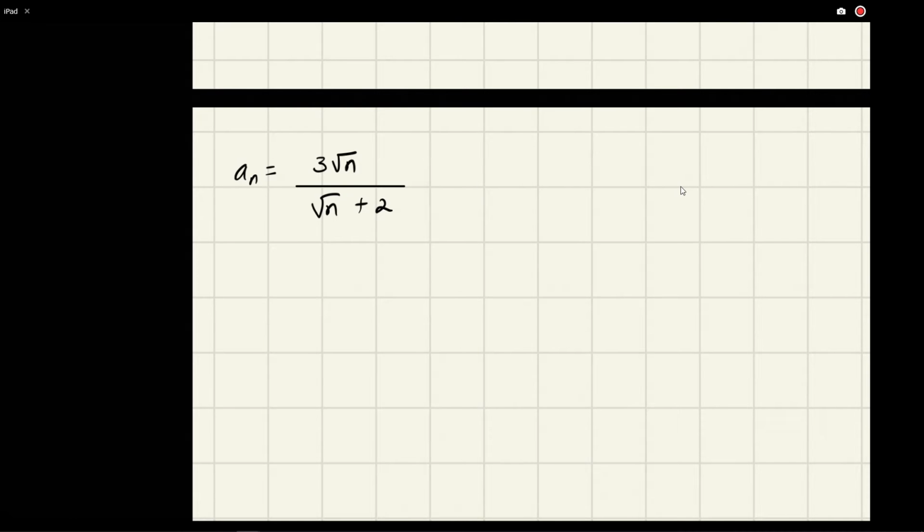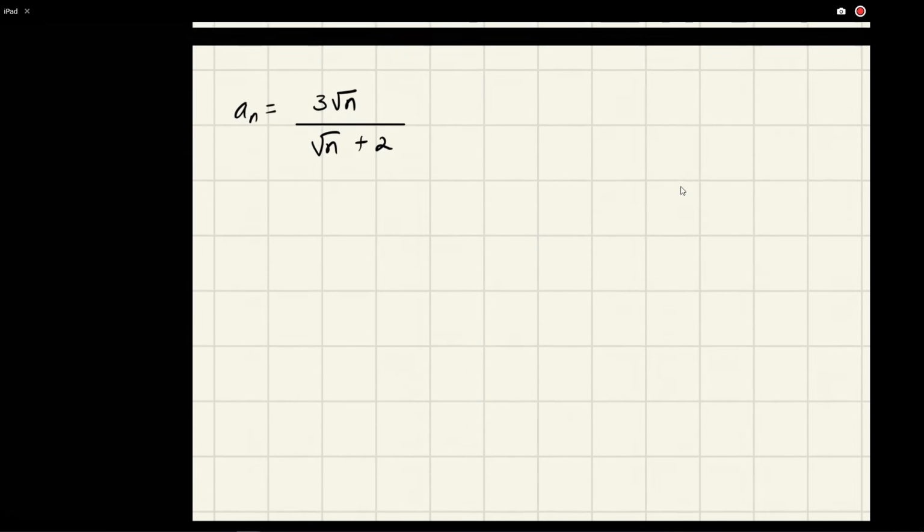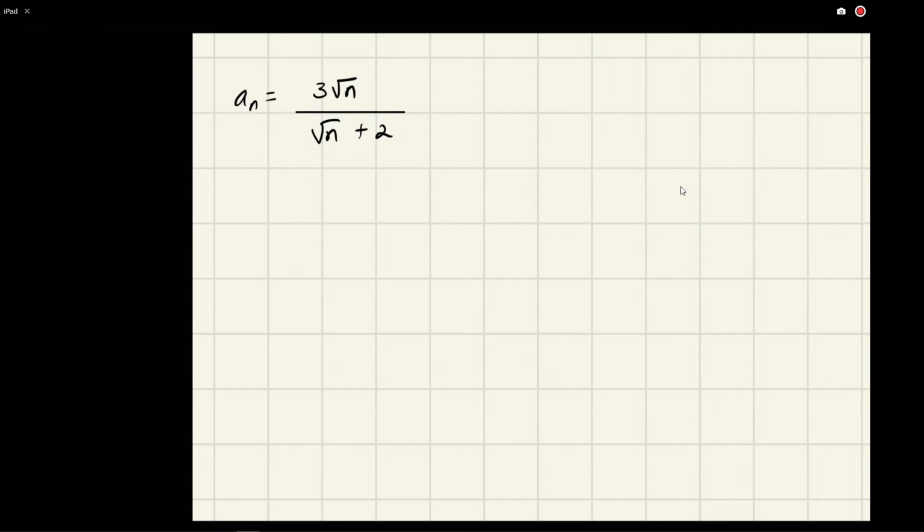Eric Burgess here. We've been given a sequence, 3 root n over the quantity root n plus 2. And they want to know, does it converge or diverge? And if it does, what does it converge to? So let's just look at this real quick.